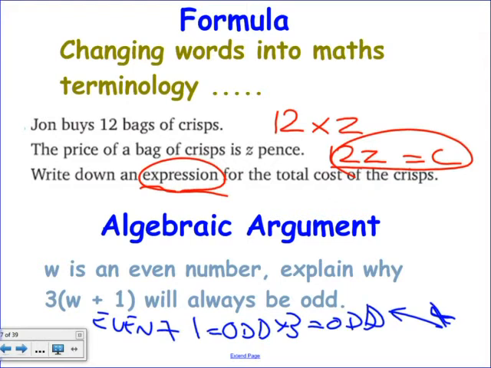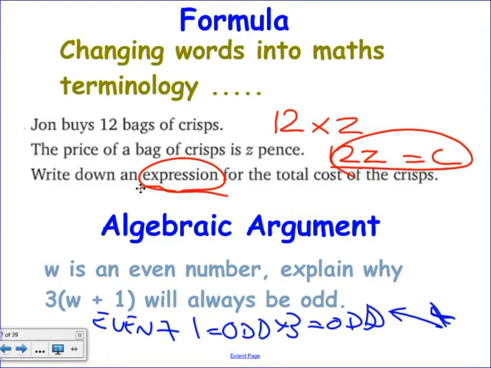So giving an example and putting the number 2 in for W doesn't win you the argument, it gives me an example. The argument is won by saying an even number plus 1 gives me an odd number, times 3 always gives me an odd number. Okay?